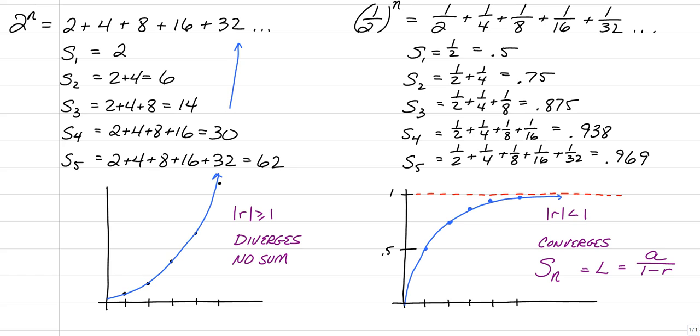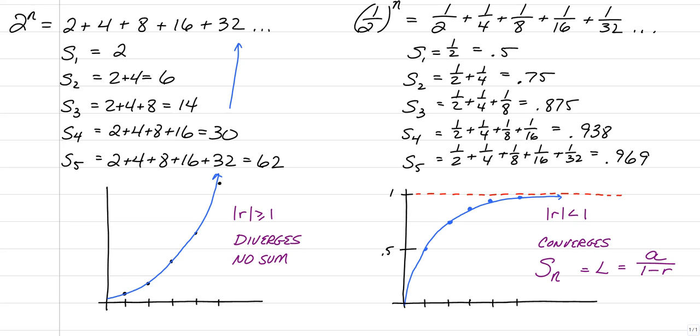So if it keeps on rising and rising and we have no number it's approaching except for infinity, that's when we know that our rate, or the absolute value of our rate, just in case it's negative, if it's greater than or equal to 1, it's going to diverge, which means we're not going to be able to find the sum because it's never going to approach a certain number.